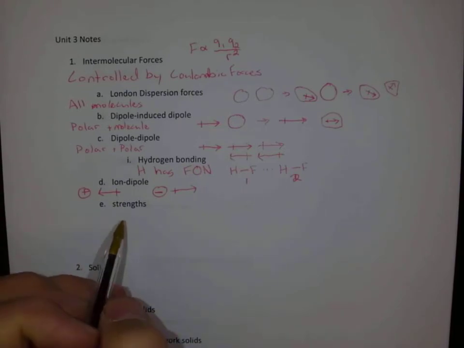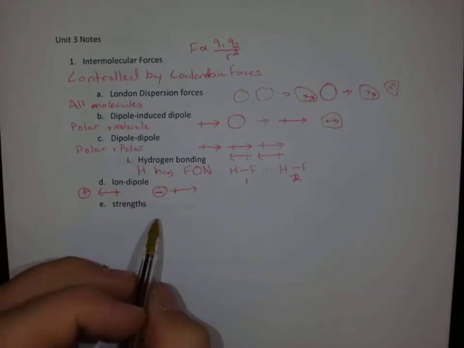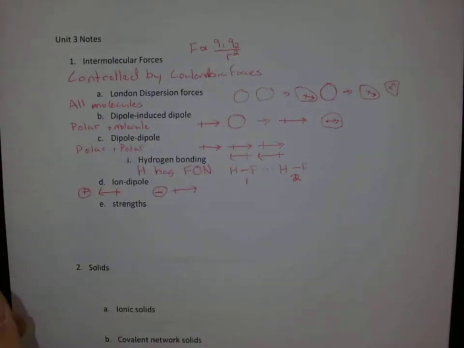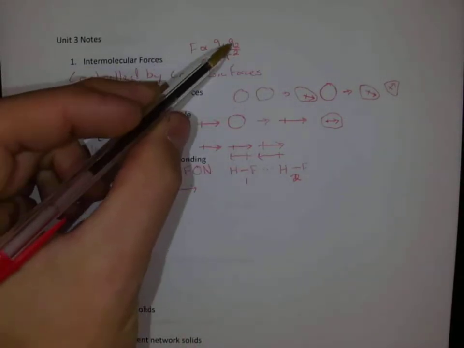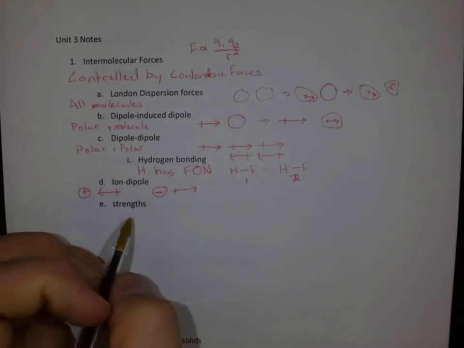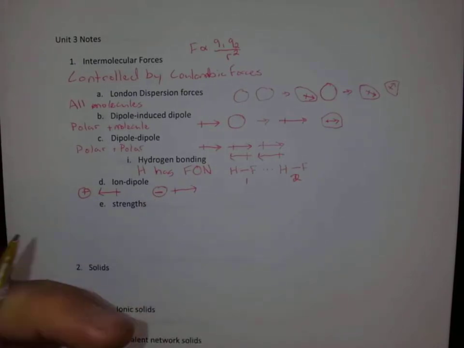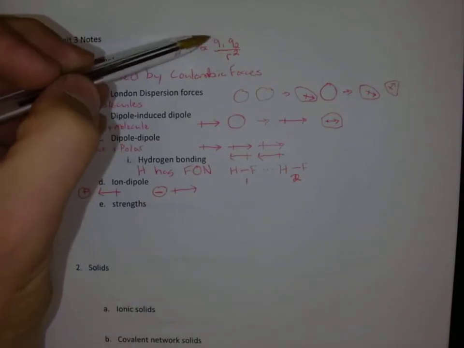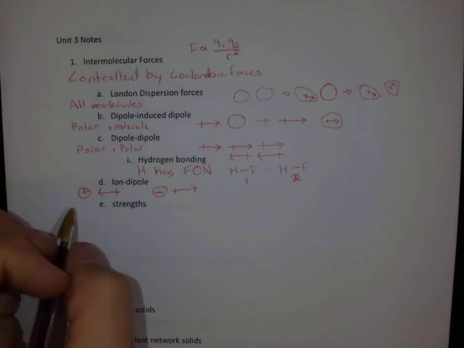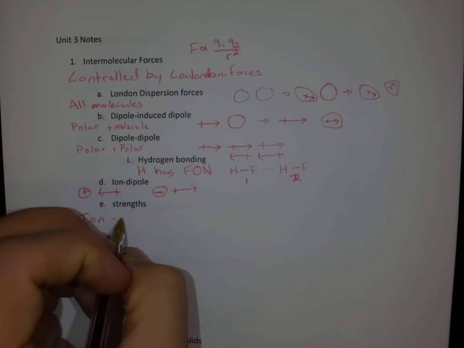Now, let's talk about our strengths then, because our ion dipoles are actually the strongest, right? The strengths, if we think about our Coulombic forces above, we have a full positive charge in ions, a full positive or a full negative charge. So we have full positives or full negatives. That means that this charge is a whole number, which means that this force is going to be pretty strong. So our ion dipole is going to be the strongest.